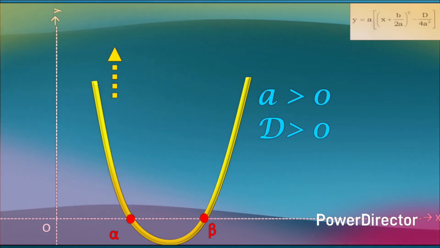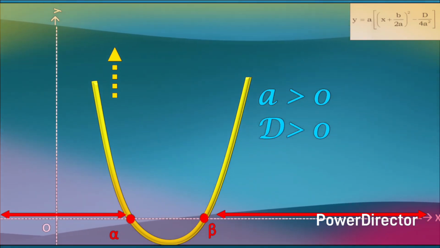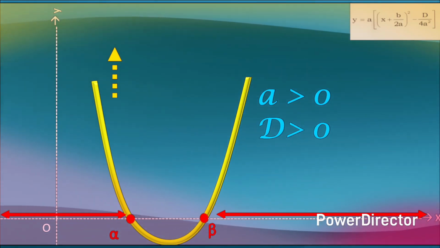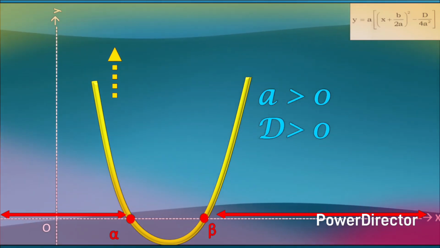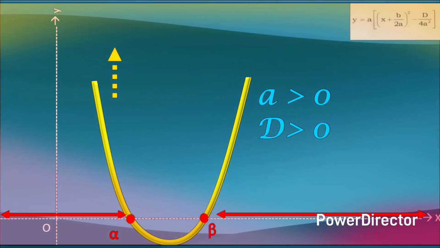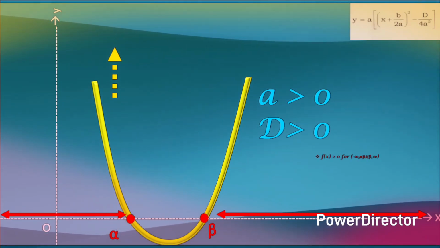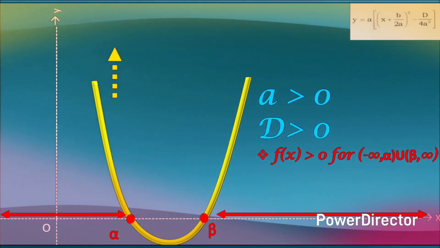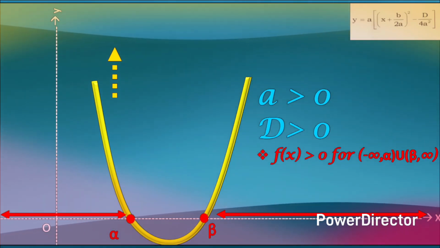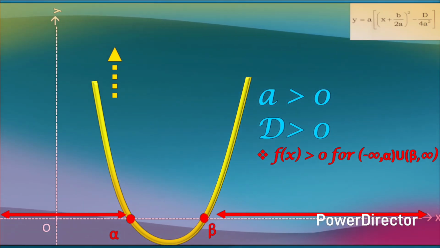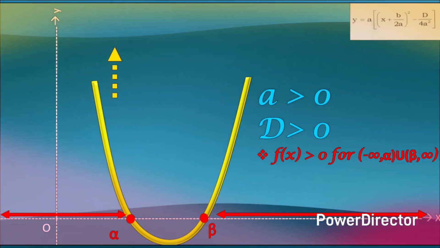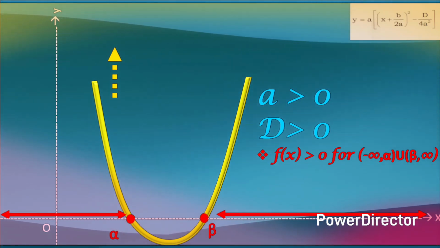So that's why, you can see that from minus infinity to alpha as well as beta to infinity, it is going in the upward direction. For that case, we can say that f of x is greater than 0 for x belongs to minus infinity to alpha union beta to infinity.